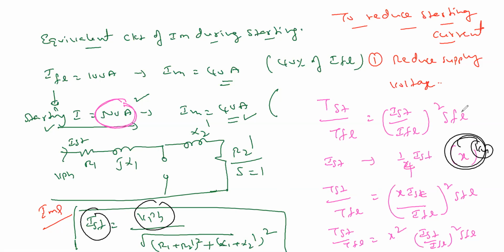Please mention that point. In this method, current is reduced by x times, but torque is reduced by x square times, which is not acceptable. Okay, so what is the next method then?